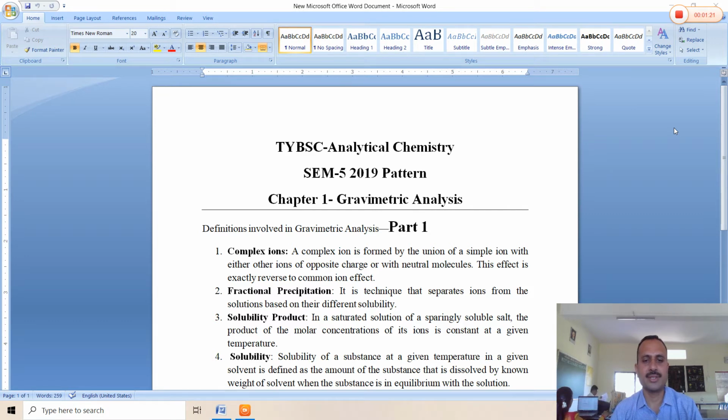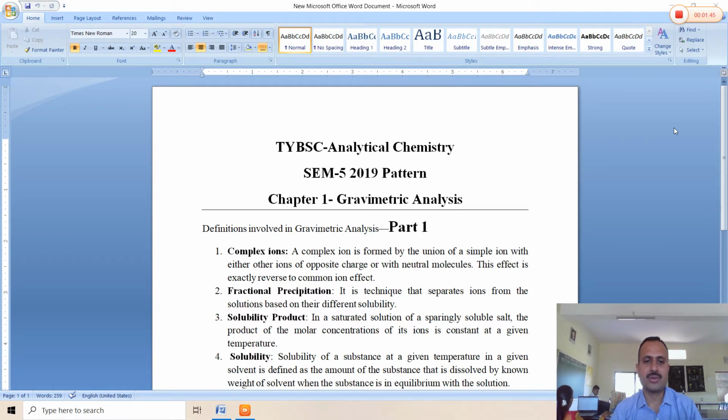Now the second definition is fractional precipitation. It is a technique that separates ions from solutions based on their different solubilities. Here, two solutions have different solubility in another solvent, so this principle is employed for fractional precipitation.